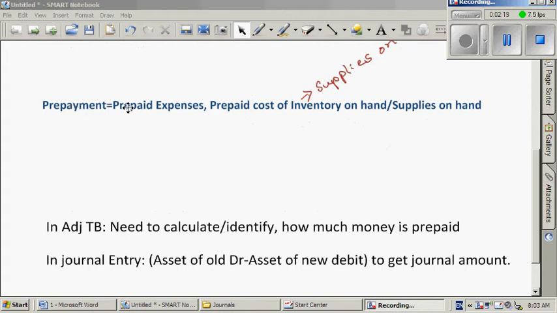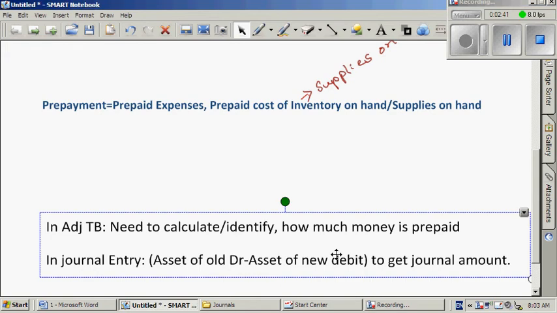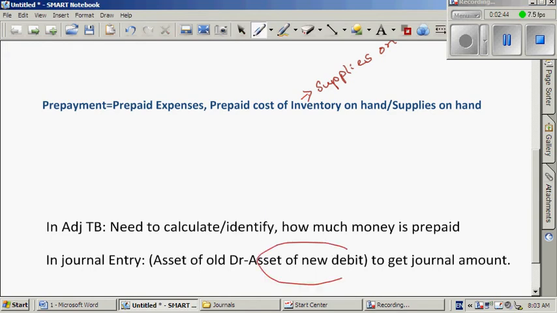Now in adjusted trial balance, you have to calculate or identify how much money is still prepaid. And in the journal entry, the asset of old debit will be given, and you have to identify the asset of new debit. The asset of new debit you will find from the adjusted trial balance.